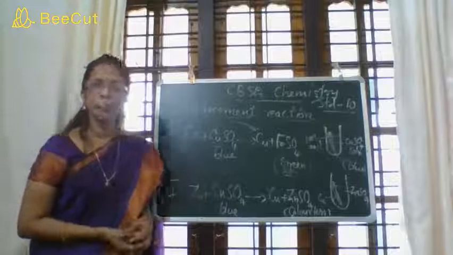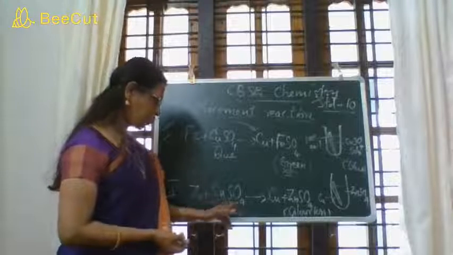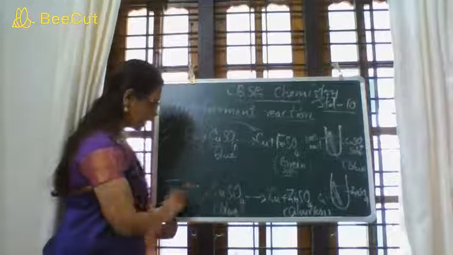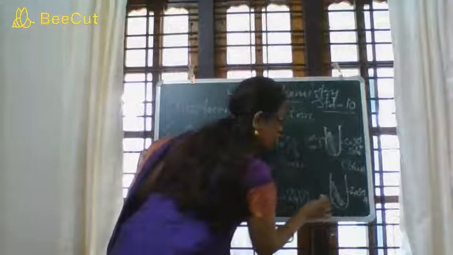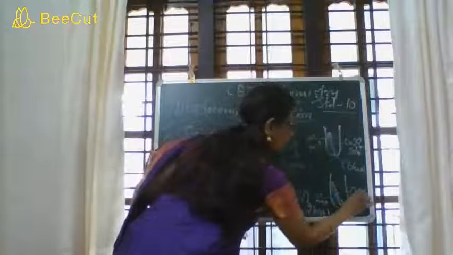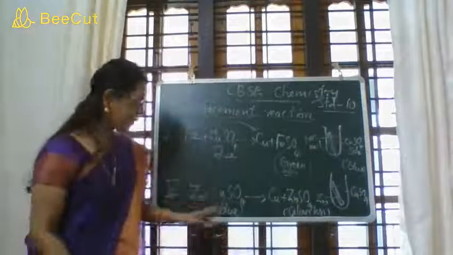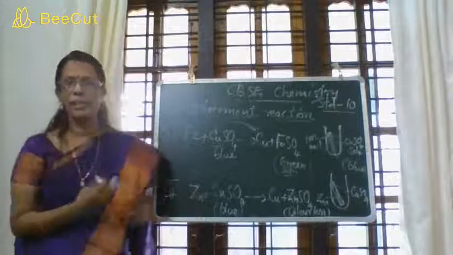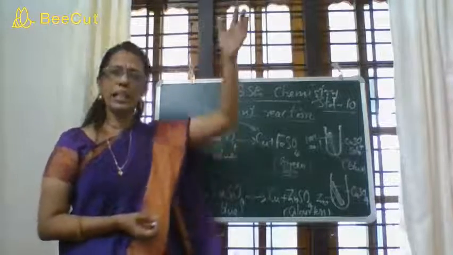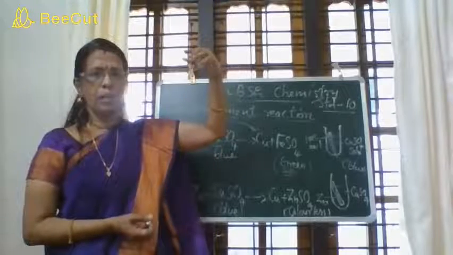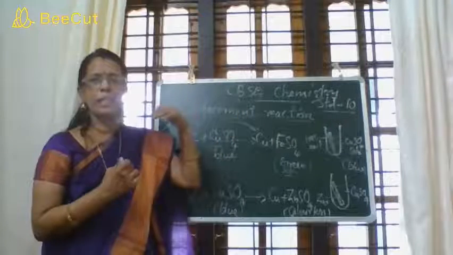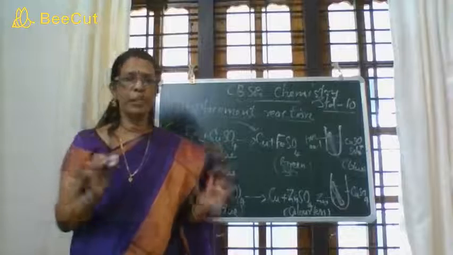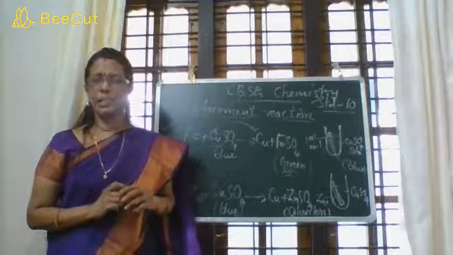Another example of a displacement reaction: take copper sulfate blue solution, and in that place a zinc rod or zinc sheet, a small strip of zinc. Copper sulfate is blue. When we place zinc in it, zinc is more reactive. As explained earlier, when we arrange the metals in the decreasing order of their reactivity, the position of zinc is above, because zinc is more reactive than copper. The position of copper is below. Then the more reactive metal will displace the less reactive metal from its salt solution. Such a reaction is called a displacement reaction.